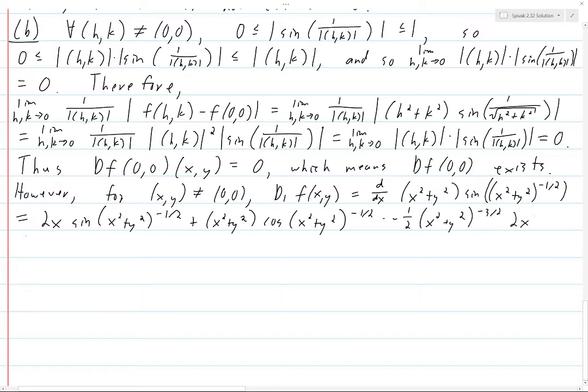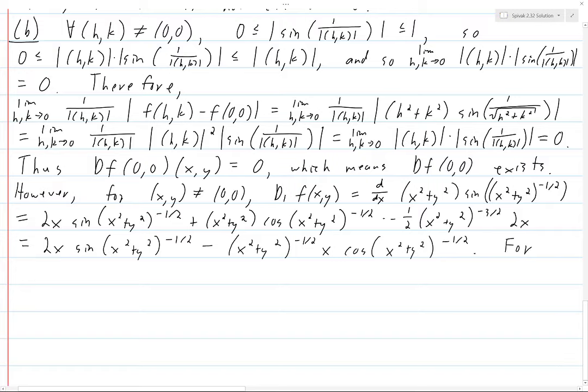And so then this, we write it again. This is going to be 2x sine of x squared plus y squared to the minus 1/2 minus, we get some cancellation here. We're going to get x squared plus y squared to the minus 1/2 times x times cosine x squared plus y squared minus 1/2.